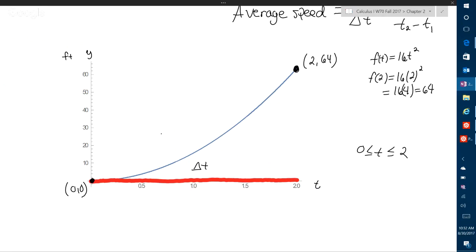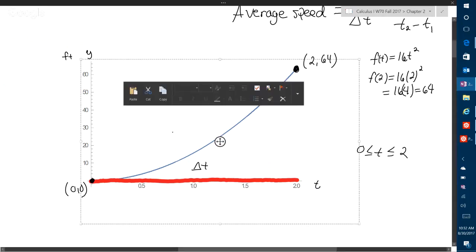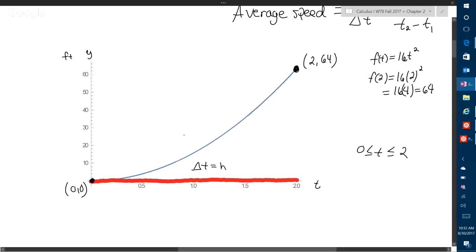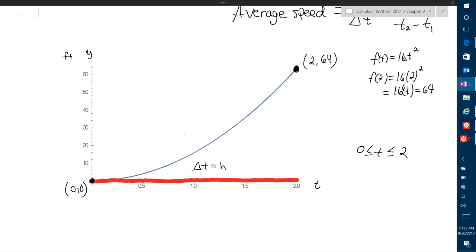2 units. Now, what I'm going to do is I'm going to introduce a new notation for this. This change in t will still be valid, but sometimes it is presented as h. They mean the same thing. It's just the length of the interval. That's all that it is. The length of the interval.